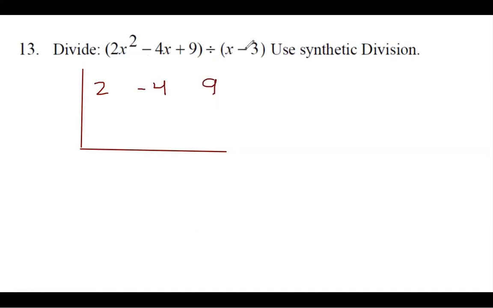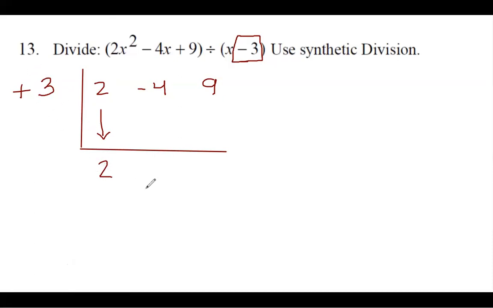Now, I'm dividing by x minus 3. So what happens to that beautiful negative 3? We make it the opposite sign. So if it was negative inside of your factor, we're going to make it positive. If it was positive, it becomes negative. If it is negative, it becomes positive. So in this case, it becomes a positive 3. All right. Now, remember that we always bring the first term down. So bring it down. Now we're going to start doing the fun part, which is multiplying.